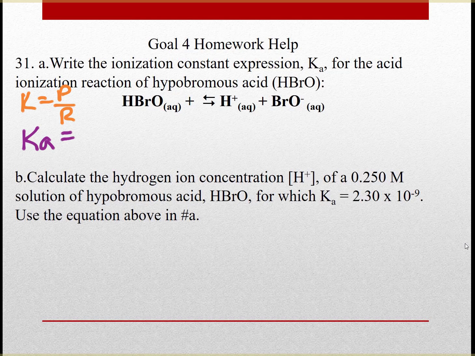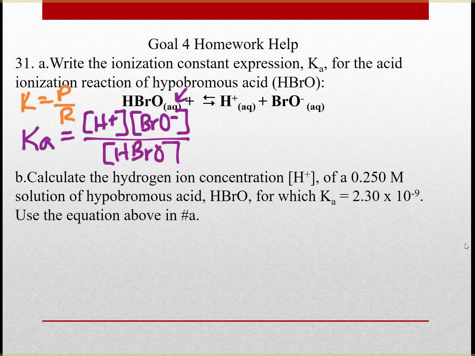So Ka is equal to the hydrogen ion concentration times the BrO minus concentration. We're multiplying these, and then we're going to divide by our HBrO. Now notice that these are all aqueous, and so they should all be in that expression. Remember, we want no solids or liquids, and there are some liquids in this unit, so watch out for that. Anytime you see water, you're not going to put it into the expression. So that's all you need to do for 31A, just write your formula.